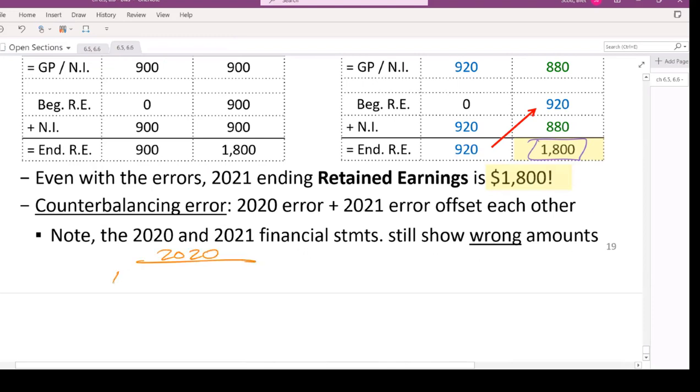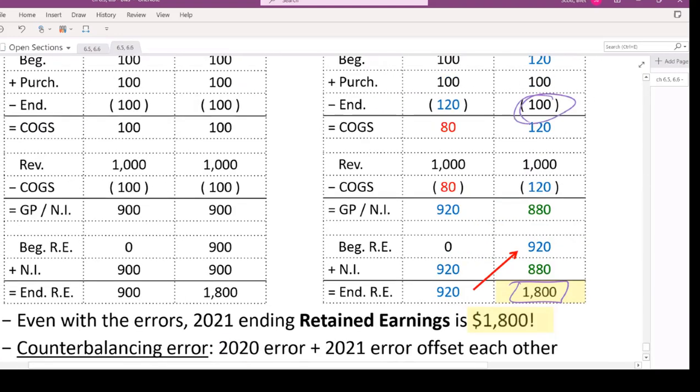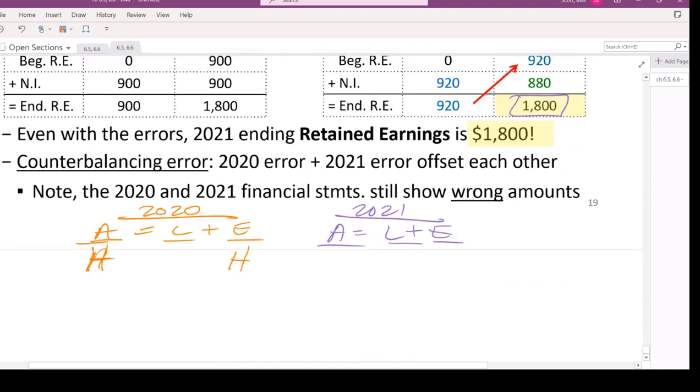So 2020, assets equals liabilities plus equity. It was too high. Equity was too high in 2021. What we see are assets are up here, and the assets, assume those are okay. It was just the beginning inventory that was jacked up. Ending assets are fine, therefore total assets are fine. The errors counterbalance themselves in retained earnings where everything goes, therefore equity. Ending retained earnings is fine, so equity is going to be fine.